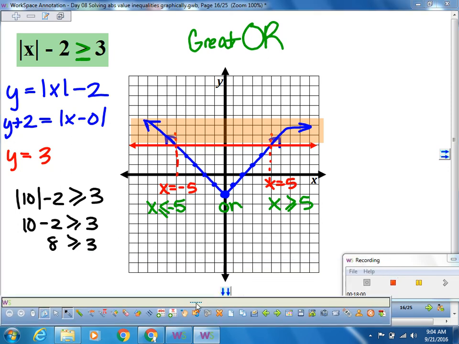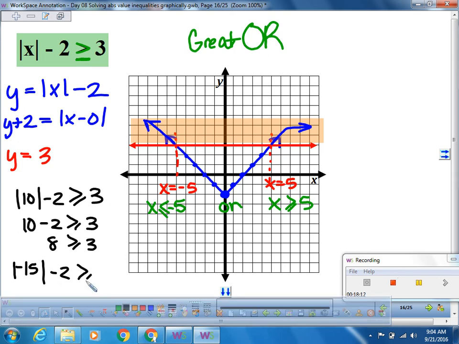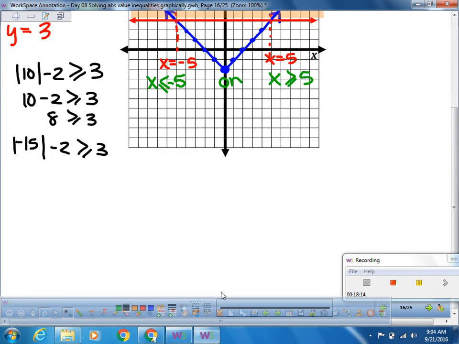Let's put in something else. What about negative 15? Something way out here. x can be anything that's smaller or equal to negative 5, so something smaller would be negative 15. Let's see if it's true. The absolute value of negative 15 is positive 15, minus 2 is 13, greater than or equal to 3? Yes. Let's try something in the middle right here.